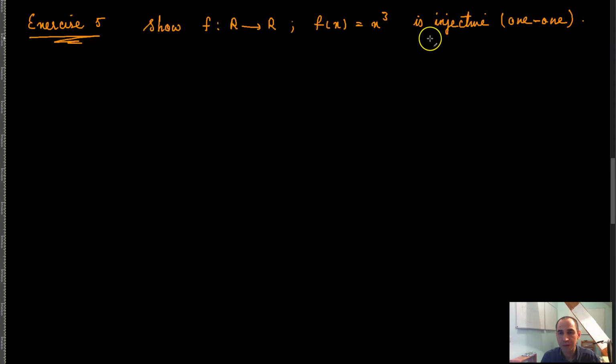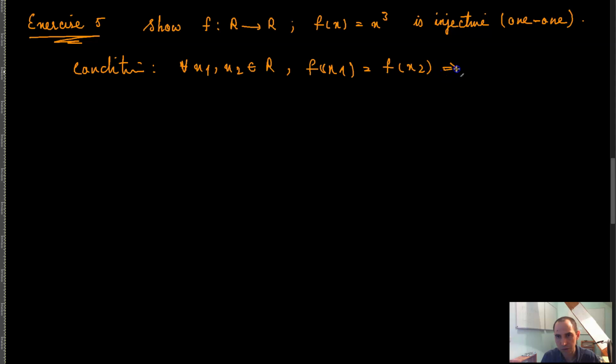Now, the algebraic condition that we use for this type of situation, as you know, is that for every x1 and x2 belonging to R, the domain of this function, if f of x1 is equal to f of x2, that implies that x1 is equal to x2, right? If this condition is fulfilled, then that means that the function is injective.